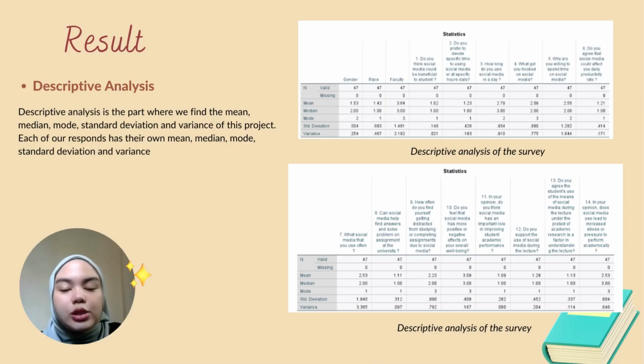Descriptive analysis is where we find the mean, median, mode, standard deviation, and also the variance of the questionnaire. Here you can see the complete mean, median, mode, standard deviation, and variance from gender to question number 14. This analysis is a success since there are 47 valid values and there are 0 missing values.